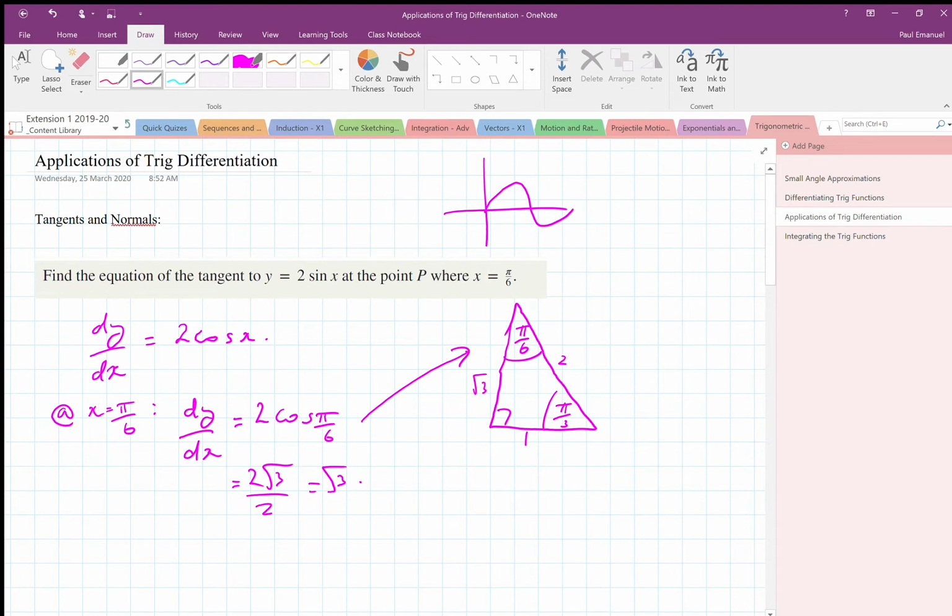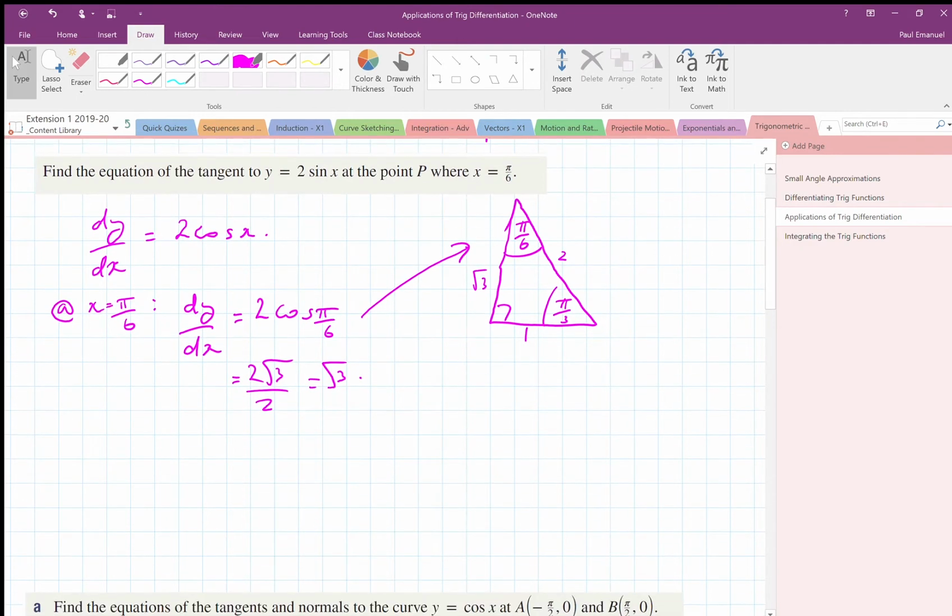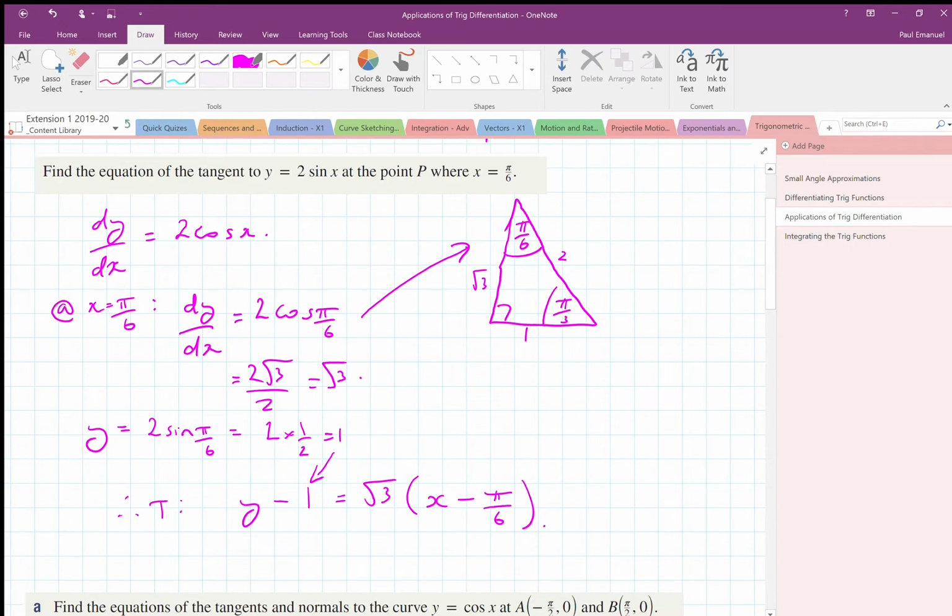Okay, if you were able to beat me to that, go and get yourself a chocolate. You've done well. If you weren't, you should be ashamed. And when x equals pi over 6 as well, y equals 2 sine pi over 6. So therefore the tangent is y minus the y coordinate equals the gradient times x minus the x coordinate. And realistically, that's probably how you stop, because now you've got root 3's and pi's, so you're not going to be able to simplify it at all.